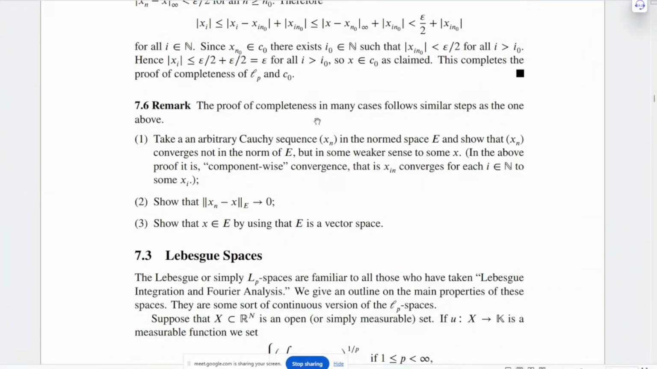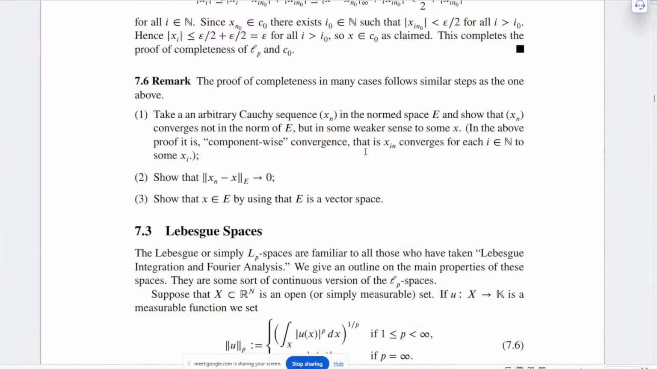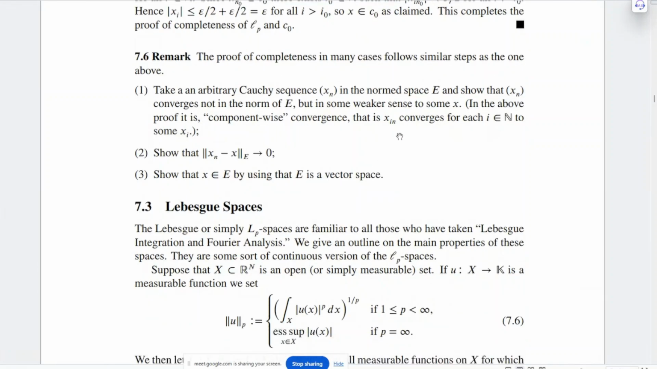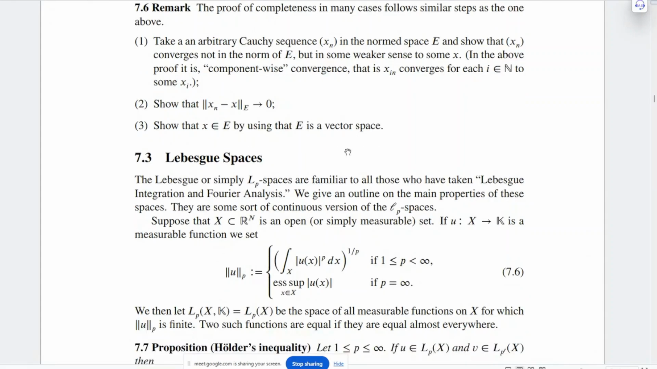The proofs of completeness in many cases use similar steps as above. I have taken more time to give you this completeness proof, the reason being that the component-wise convergence in the above proof, that is xin converges to xi for each i, is an important affair. I'll come to it later.